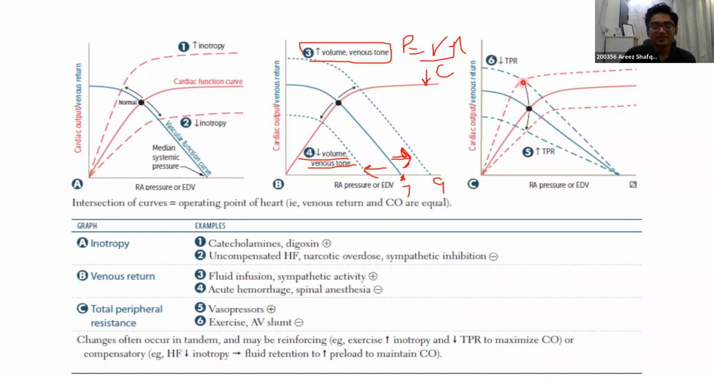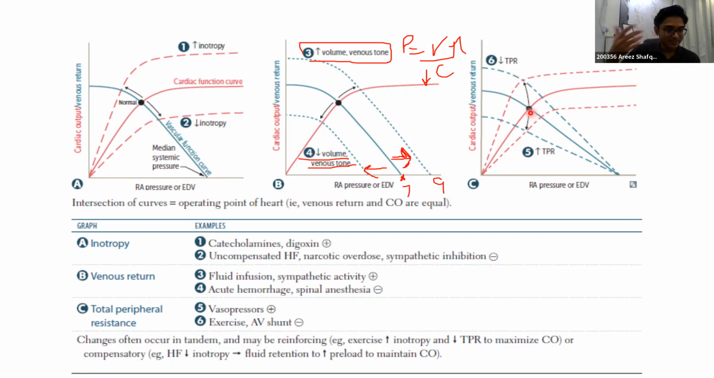Okay. Then I look at the venous function curve. PSF is the same. That means I'm not changing blood volume. I'm not changing compliance. Because the slope of the curve is higher, that means conductance is higher. That means resistance is lower. So this is the new equilibrium point.